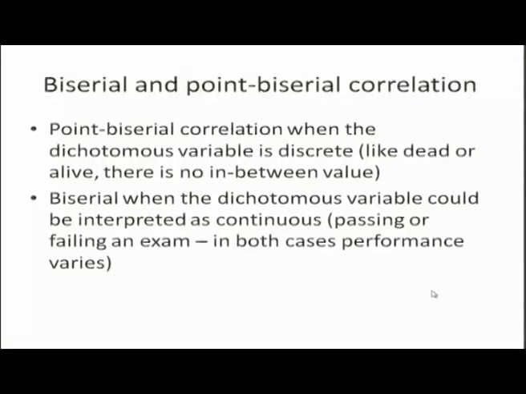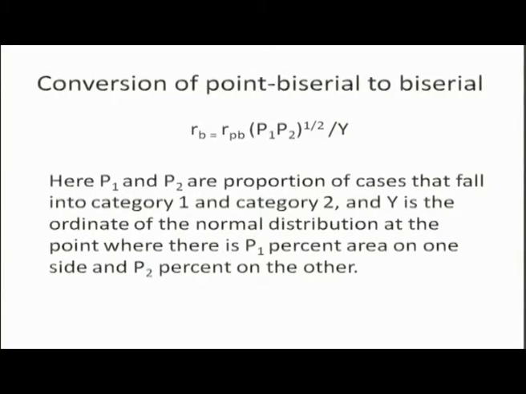Biserial has to be calculated by using a formula after calculating simple correlation between raw values of one variable and dummies for the qualitative variables. Conversion of point biserial to biserial is done by this formula.